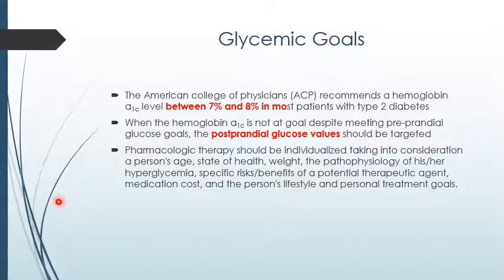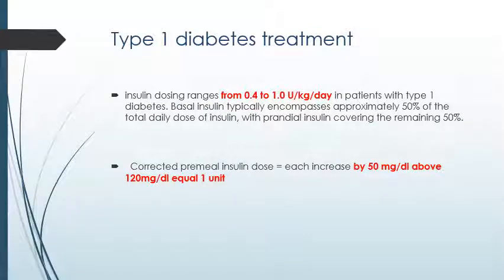As I said before, pharmacological therapy should be individualized on the patient age, patient health status, weight, and comorbidities. Type 1 diabetes treatment, only we use insulin. Insulin dosing 0.4 to 1 international units per kg, and we divide it by 50% for basal insulin and 50% for prandial.